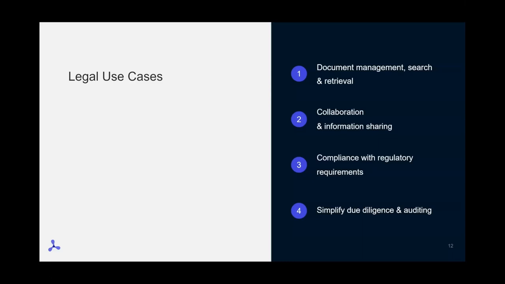Legal firms and departments must comply with various regulation and reporting requirements. IDP tools can help monitor the content of existing and incoming contracts to prevent fraud and ensure compliance. Finally, you can simplify due diligence and audits, identify potential risks easily, and check if legal requirements have been met by cross-referencing data extracted from various sources.